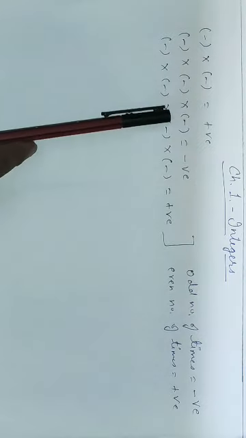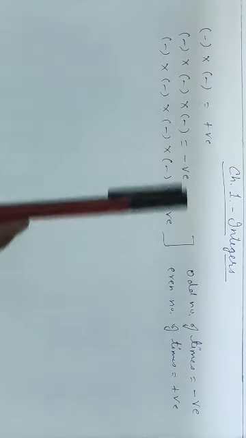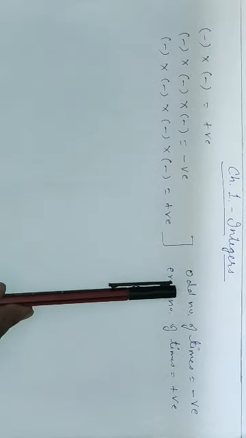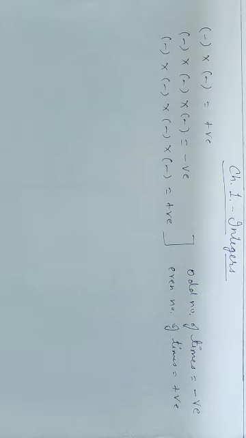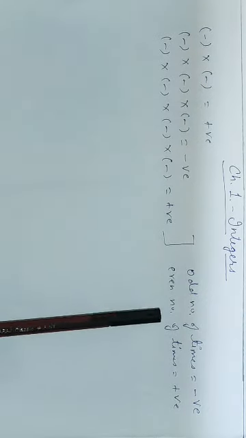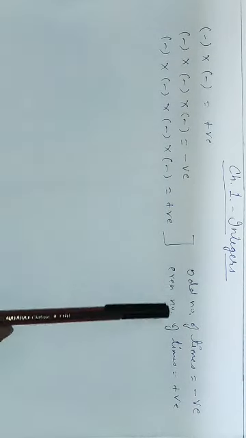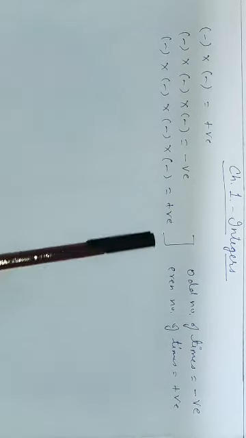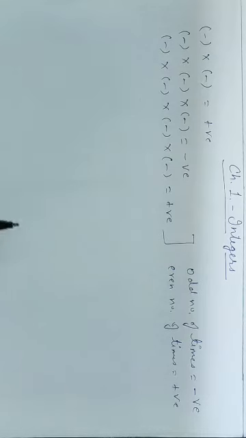Whenever we are multiplying negative numbers together, count how many negative numbers we are multiplying together. If they are an odd number of times, that means 3, 5, 7, 11 like that, then the sign of the product will be a negative number. And if we are multiplying 4, 6, 8, 10 like that, an even number of negative numbers, then the sign of the product will be a positive number.